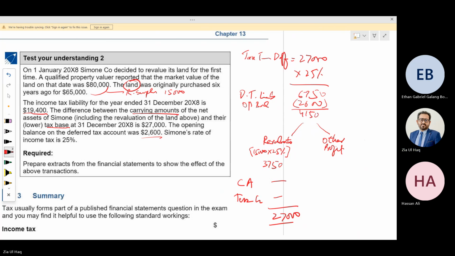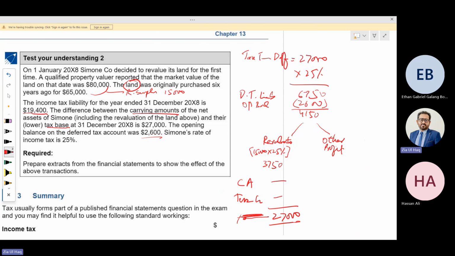What are you talking about? He's saying carrying amount less tax base is equal to taxable temporary difference. That is 27,000. Read: the difference between the carrying amount of net assets of Simon and their tax base at 31st December is 27,000, meaning this taxable temporary difference is 27,000. On this taxable temporary difference, we charge the tax amount and we calculate deferred tax liability. If this figure is negative, that is a deductible temporary difference. Charging the tax rate on this, we calculate deferred tax asset.